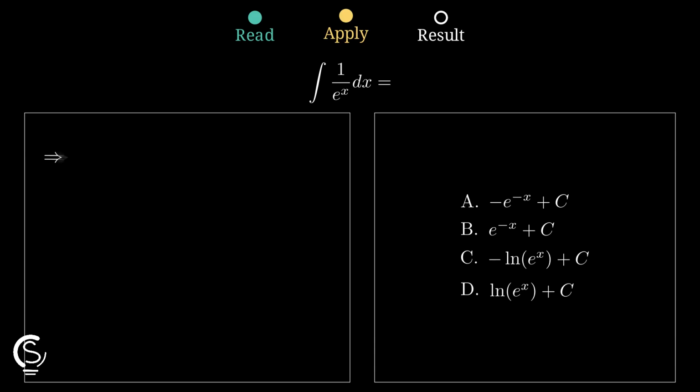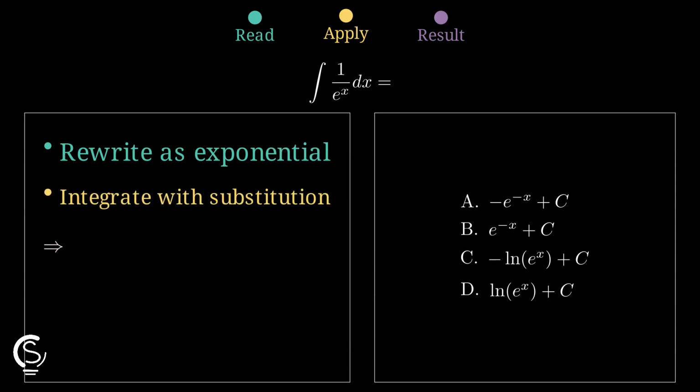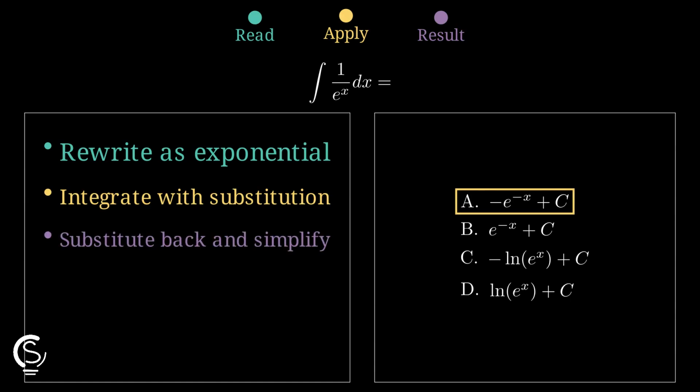Now integrate e to the negative x by thinking in reverse derivatives. Since the derivative of negative e to the negative x becomes positive e to the negative x, that antiderivative works. So the integral is negative e to the negative x plus c, and that matches option A exactly, which is our final answer.